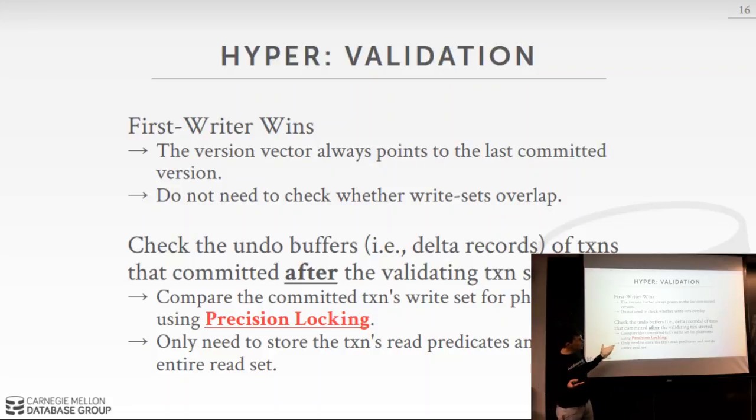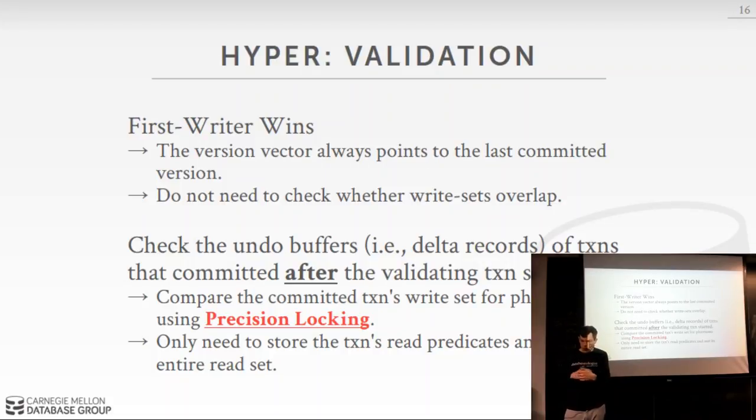And so that means, again, we don't have to check to see whether the write sets between transactions overlap. And then the version vector is always going to end up pointing to the latest committed version. Because if I try to update, create a new version, and I know that the master version in the main data table is actually from a pending transaction, then I know I'm trying to write something that somebody else already wrote to and hasn't committed yet, so I can immediately abort myself.